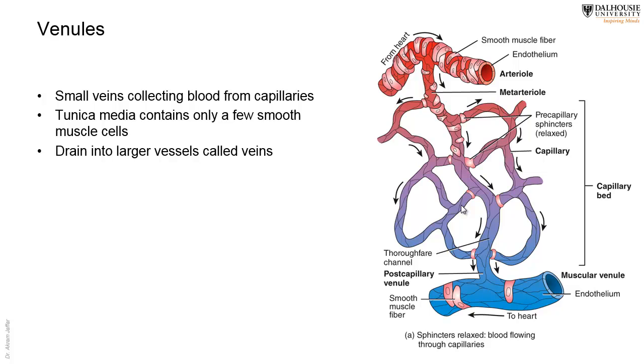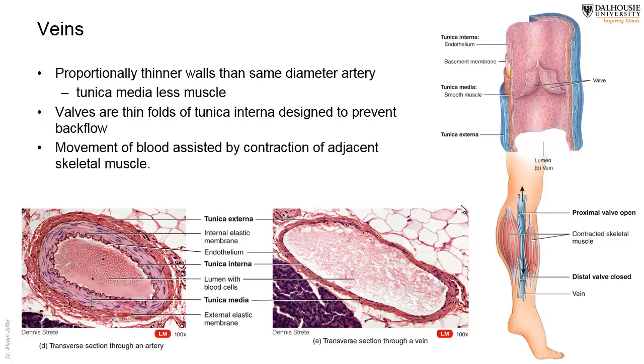If you compare this venule, for example, to this arteriole, you will find that in the arteriole there are more smooth muscle fibers in the wall, but here there are only few smooth muscle fibers in the wall. And again, there is the endothelium. So the endothelium is present everywhere. And they are going to collect into larger and larger venules until they will become the veins.